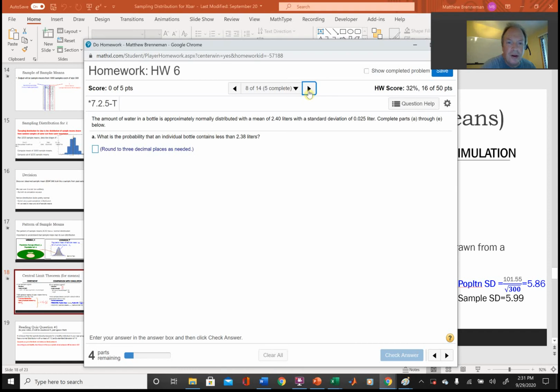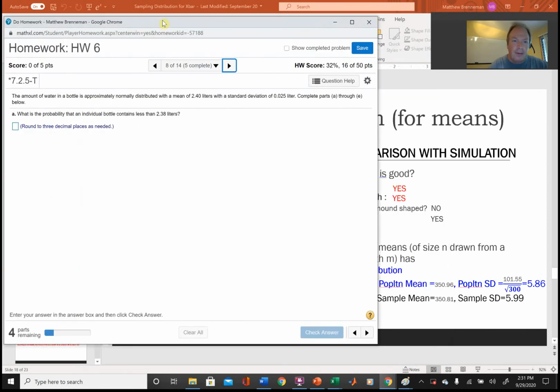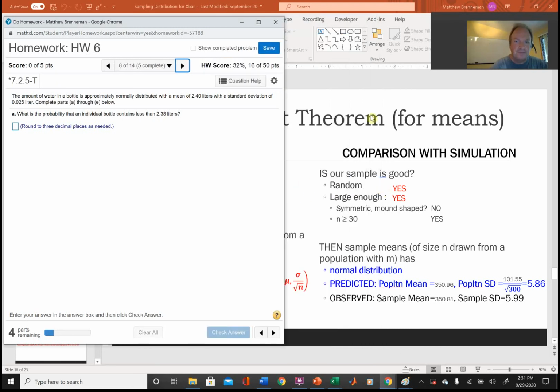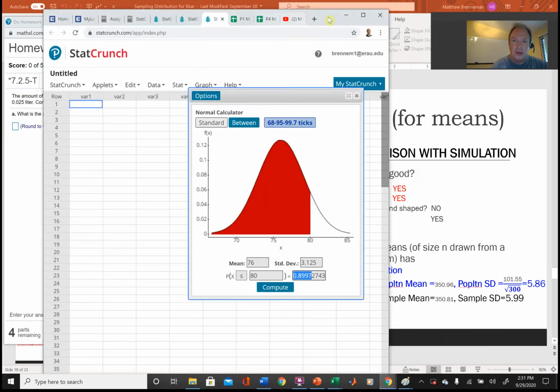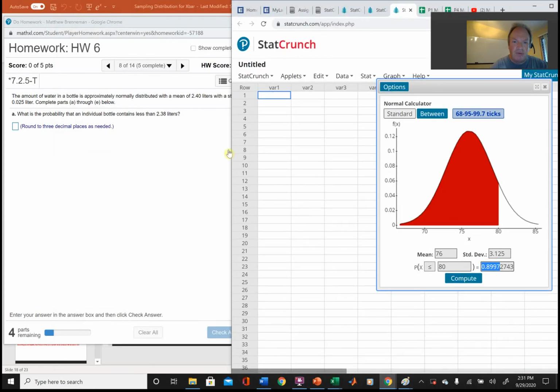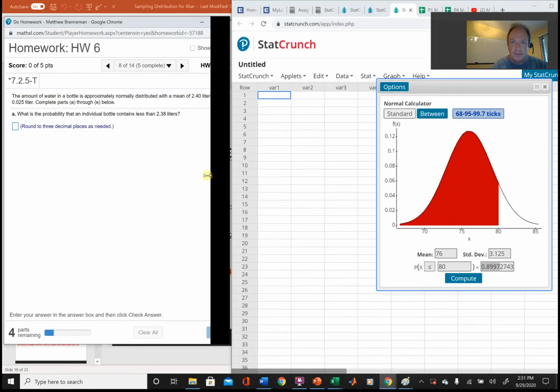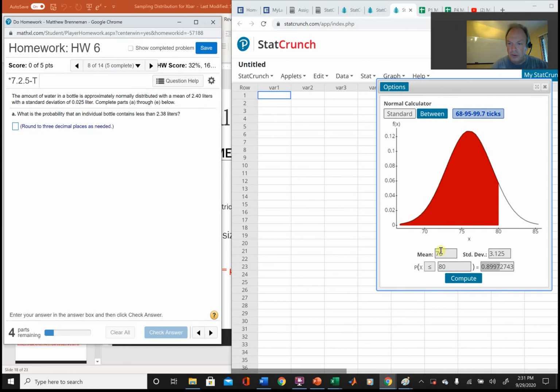The amount of water in a bottle is approximately normally distributed with a mean of 2.4 and a standard deviation of 0.025. And so we're doing a similar sort of problem, right? We'll go ahead and work through it though. So the probability that an individual bottle, so we're talking about the variable value, contains less than 2.38. Well, again, we're going to use StatCrunch for this. So we bring up StatCrunch, and we say that we have a mean of 2.4, right?